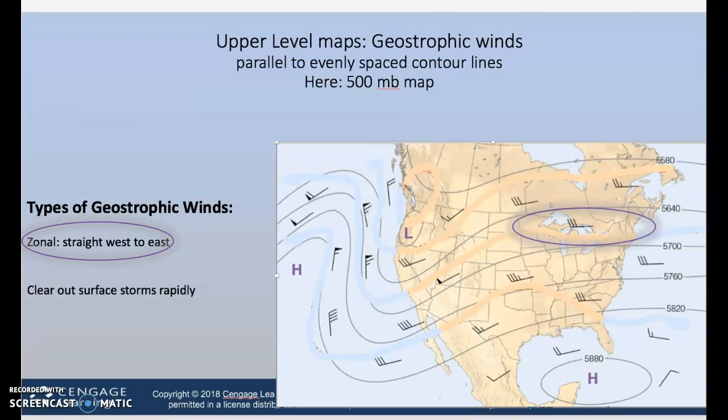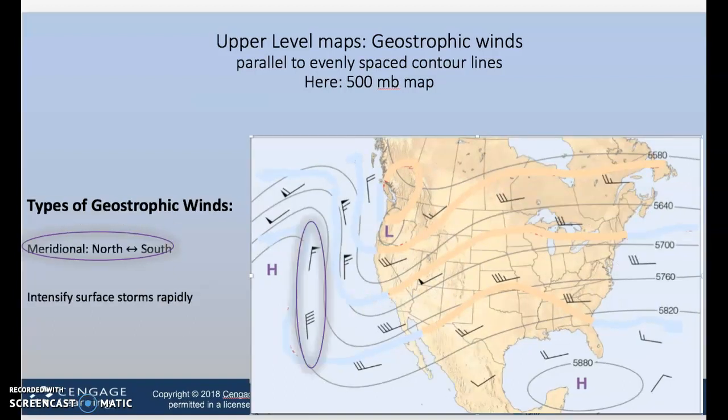That geostrophic wind then goes parallel to the contour lines, usually in a westerly direction. Go back over this if you need to review it in the other videos and in the other PDFs. There are types of geostrophic winds. There are zonal geostrophic winds that go from west to east, and they tend to clear out the surface storms very rapidly, particularly in the eastern half of the United States.